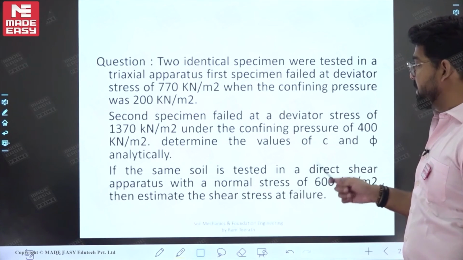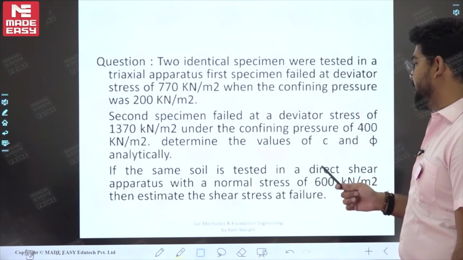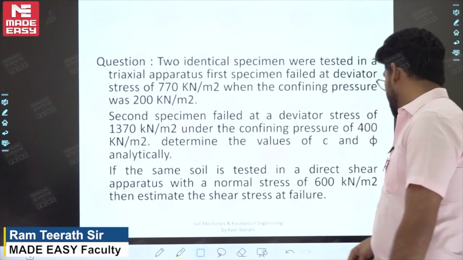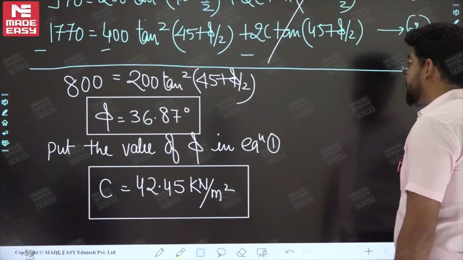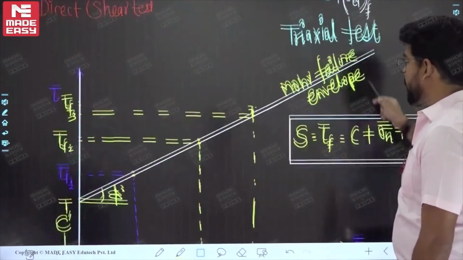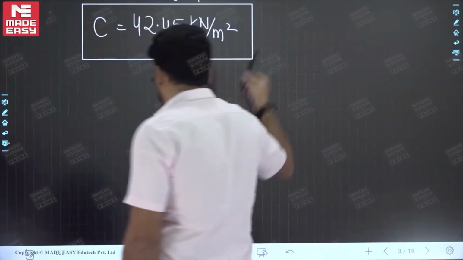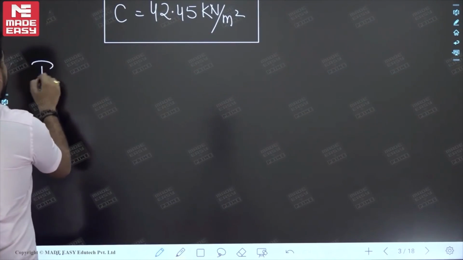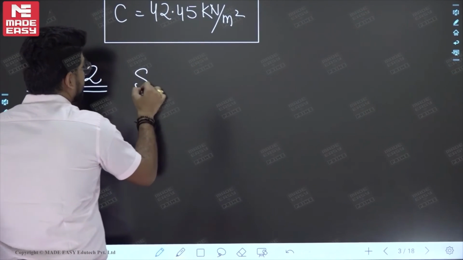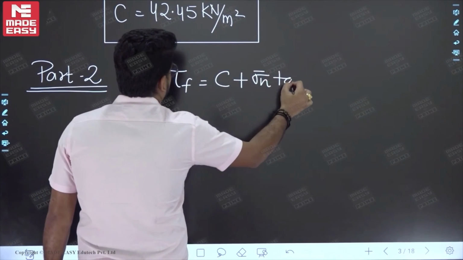Next, if the same soil is tested in a direct shear apparatus with a normal stress of 600 kilonewton per meter square, then estimate the shear stress at failure. Now the specimen is the same, so C and phi will remain the same. In the direct shear test, the equation applicable will be the shear strength equation, C plus sigma n bar tan phi. So we will apply this only. In part 2, S equals tau F, the shear stress at the time of failure, equals C plus sigma n bar tan phi.